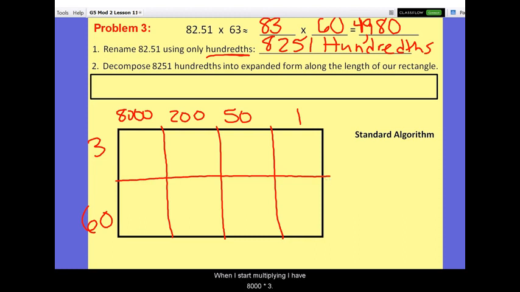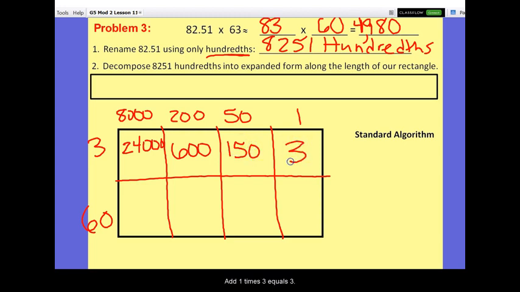When I start multiplying, I have 8,000 times 3, and that gives me 24,000. 200 times 3 equals 600. 50 times 3 equals 150. And 1 times 3 equals 3. Now I move to my next row.